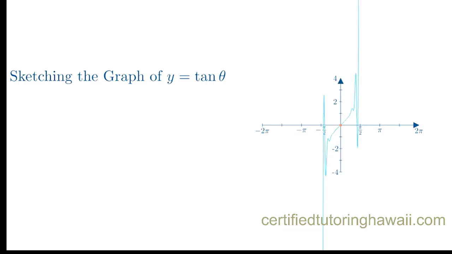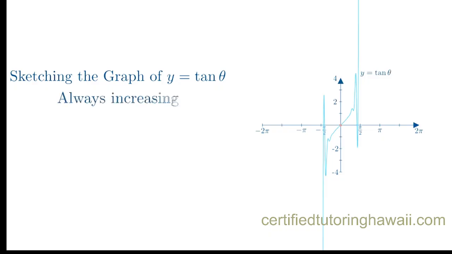If you calculate the slope of the terminal ray as theta approaches pi over 2 from the left, it becomes infinitely steep, approaching positive infinity. As theta approaches negative pi over 2 from the right, it approaches negative infinity. This gives us the basic shape of one cycle of the tangent function.